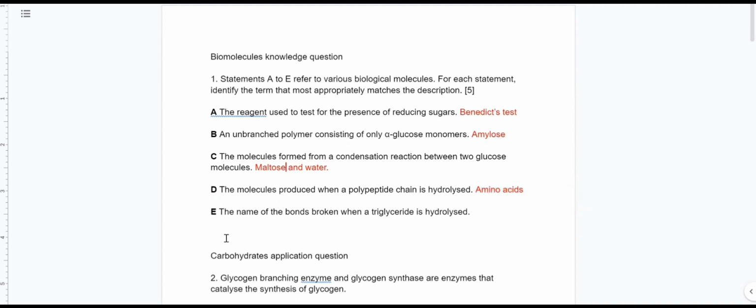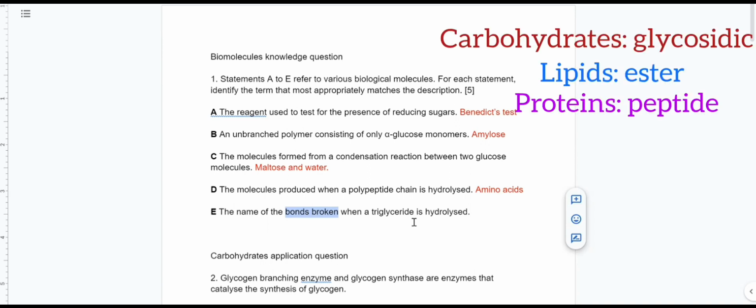So finally, we have the name of the bonds broken when a triglyceride is hydrolyzed. You need to know that a triglyceride is composed of a glycerol backbone joined to 3 fatty acid chains via ester bonds. So the name of the bonds broken would be ester bonds.